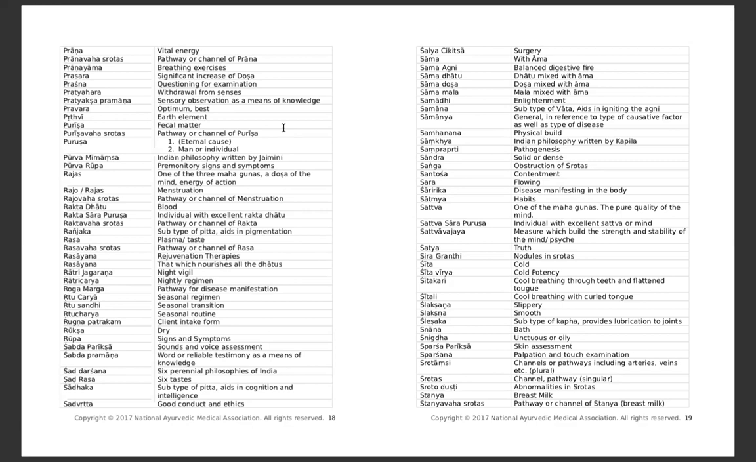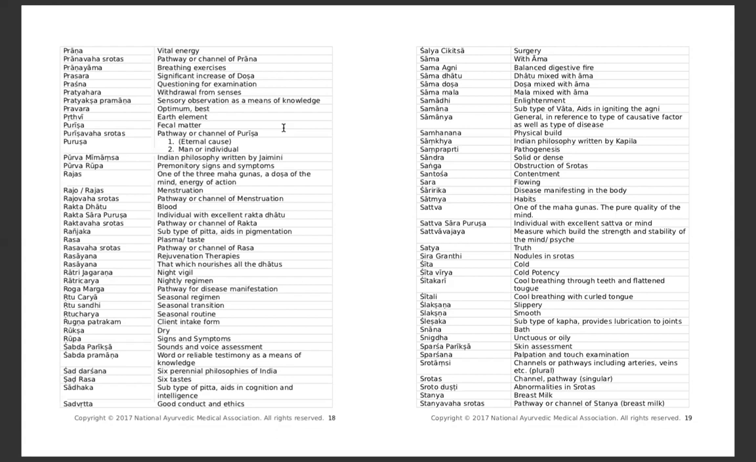Sharirik, pertaining to the body, disease manifesting in the body. Where are we? Sharirik. Satmya, habits or adaptability. Sattva, one of the Mahagunas. So you have Sattva, Rajas, and Tamas. Sattva, Sara, Purusha. Satya, which is truth.